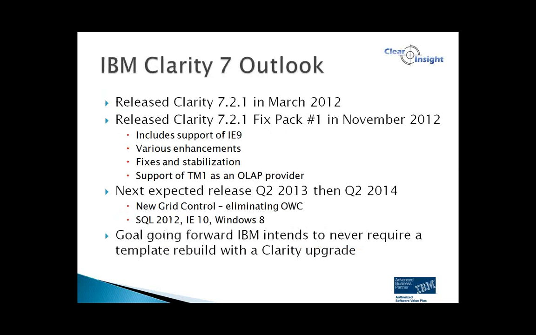Okay, as we move forward now and we look at what versions are available, it's important for you to consider the status of the Clarity versions that are out there today. The latest versions of Clarity are Clarity version 7.2.1 that was released in March of last year. And that has been the latest version up until around late November of last year, when IBM released Fixed Pack 1. So that version is really called Clarity 7.2.1 Fixed Pack 1. That's the whole name for that.